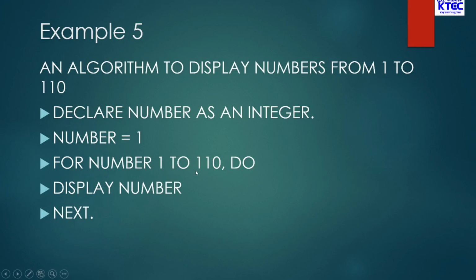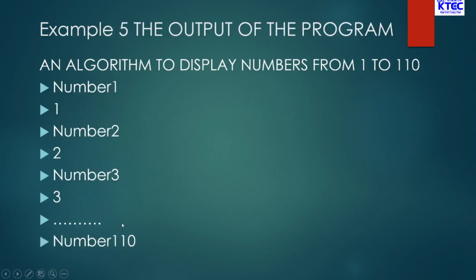This should display 1 to 110. Okay, then 2 again, then it will come and check. Oh, 3. So it will display from 1 to 110. The moment it gets there, it ends the loop. So after displaying 1, next 2, next 3, next 4, up to what? 110. So let's see the output.